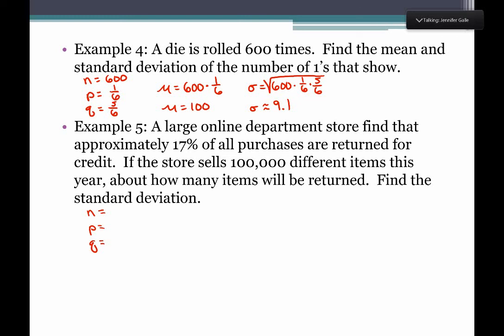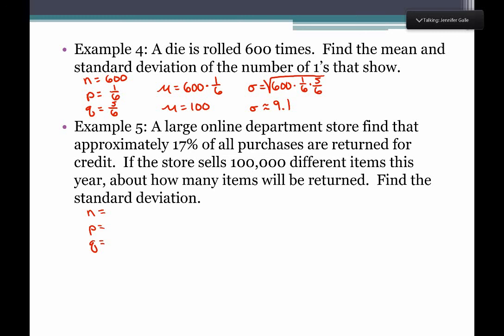In the real world, a returned item for a store is a failure. For our situation that we're looking at here for this binomial experiment, a return is a success. So we have to be careful. We have to try to separate that success failure reality versus success failure dealing with our binomial distribution.